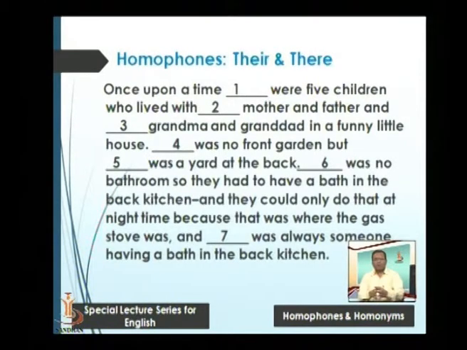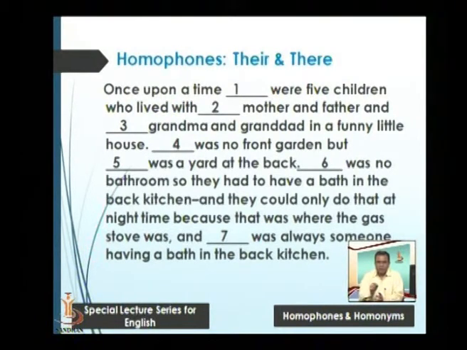Then another possibility is that a paragraph can be given with several spaces. The spaces should be numbered 1, 2, 3, 4, 5, 6, as many as gaps are there, and then provide in the instruction part that there are 2 words, 2 homophones, THEIR and THERE, and in whatever gaps are given in the paragraph, either of the options is to be inserted correctly.